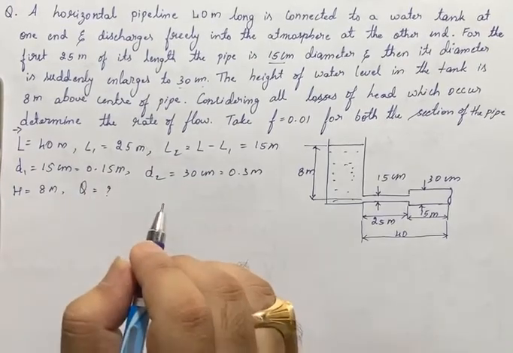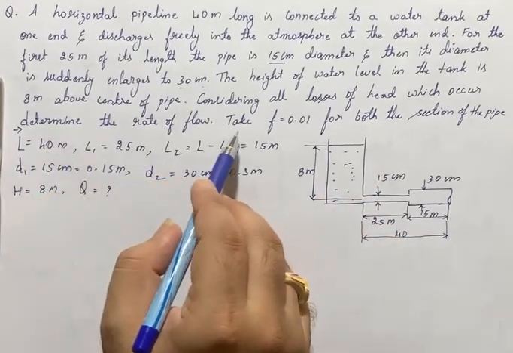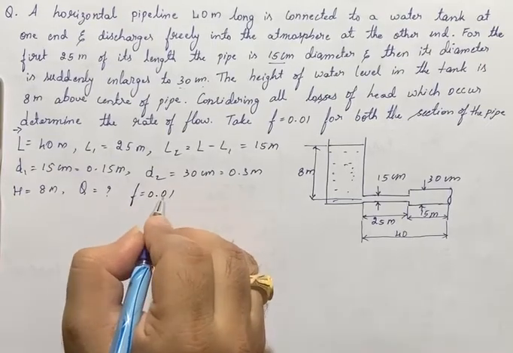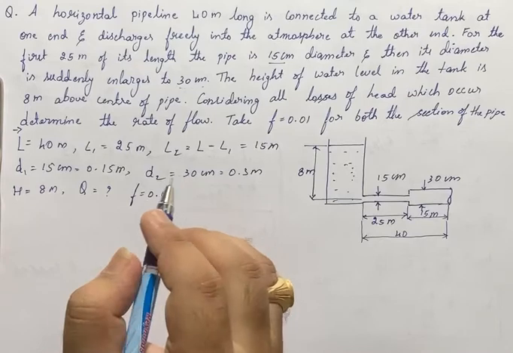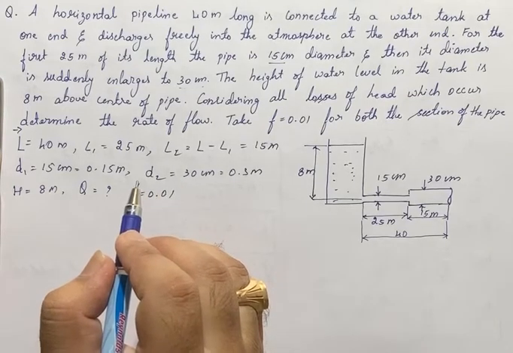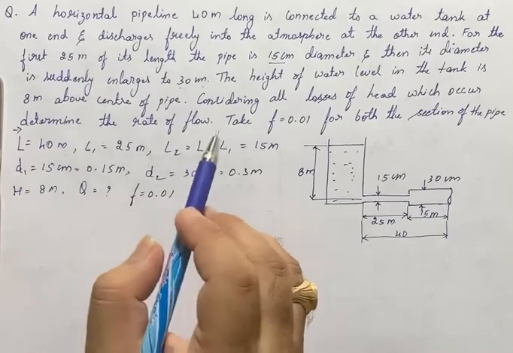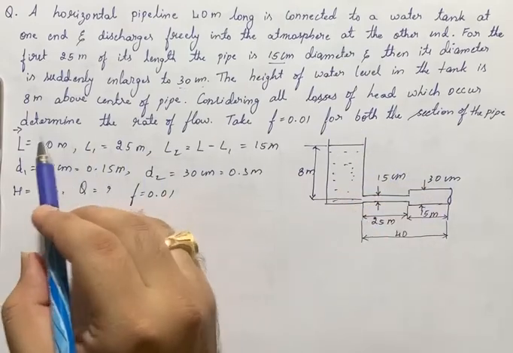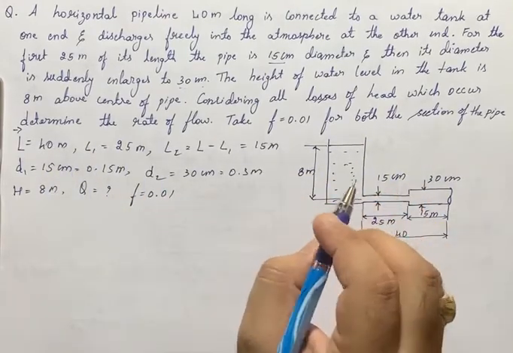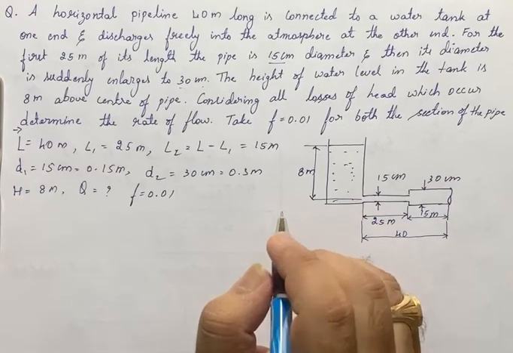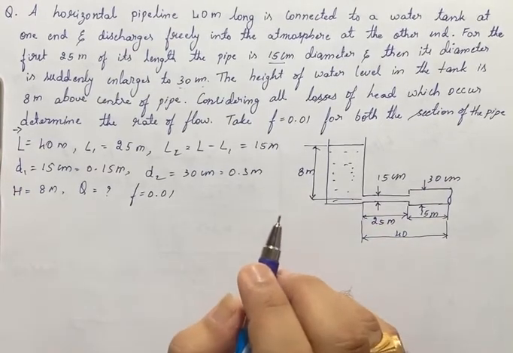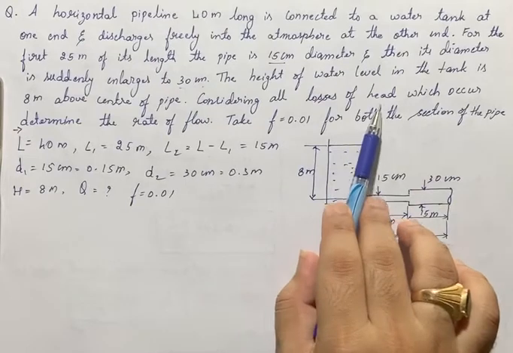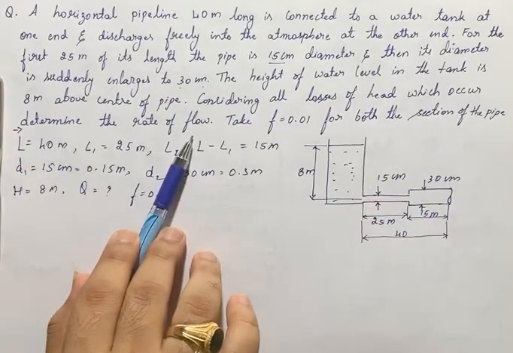Then what he has given, determine the rate of flow. Take F equals 0.01 for both the sections of pipe. That means he has asked us to consider all losses of head which occur and determine the rate of flow here.